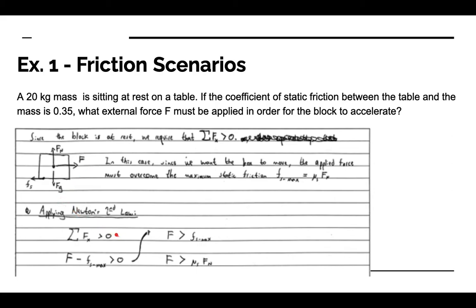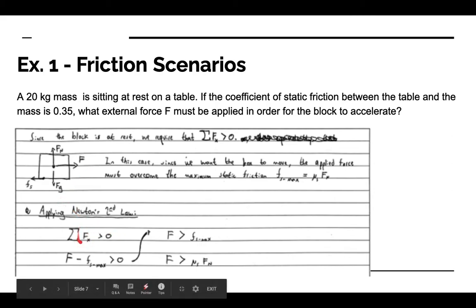Okay? So we apply Newton's second law, and we set the net force in the x direction to greater than 0. So we have F minus Fs max is greater than 0, or the force applied must be greater than Fs max. Now we can plug in the equation for the maximum static friction, the coefficient of static friction times the normal force, in order to get our general condition right here.